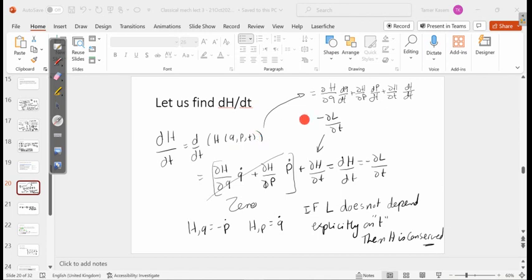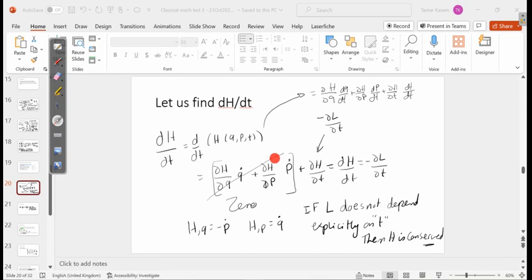So we get the total derivative: partial H by partial q multiplied by q dot, plus partial H by partial p multiplied by p dot, plus partial H by partial t. Okay, partial H by partial t times dt by dt, which is equal to 1. The question is why I am writing that partial H by partial q multiplied by q dot plus partial H by partial p multiplied by p dot cancel out, because this result originates easily from Hamilton's equation.